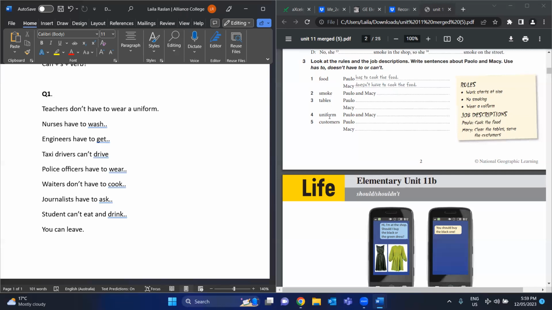What about the uniform? Marcy has to clear the tables. And serve the customers. But we just want to talk about tables. So Marcy has to clean the tables. Uniform.